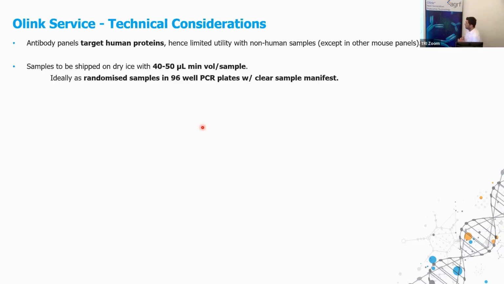In terms of submitting samples to us, they can be shipped on dry ice. You really want to keep freeze-thaws to a minimum, and you really want to keep pre-analytical variability to a minimum, and not only with Olink proteomics, but proteomics in general. 40 to 50 microliters is typically what we request. However, if volume is an issue, we can go as low as 20.